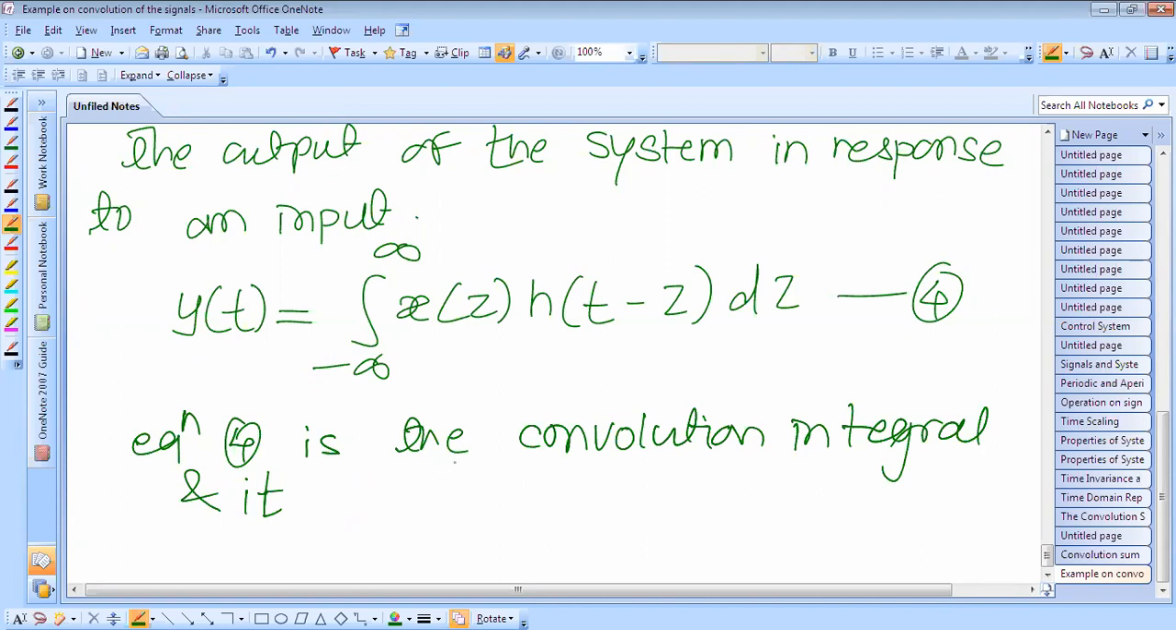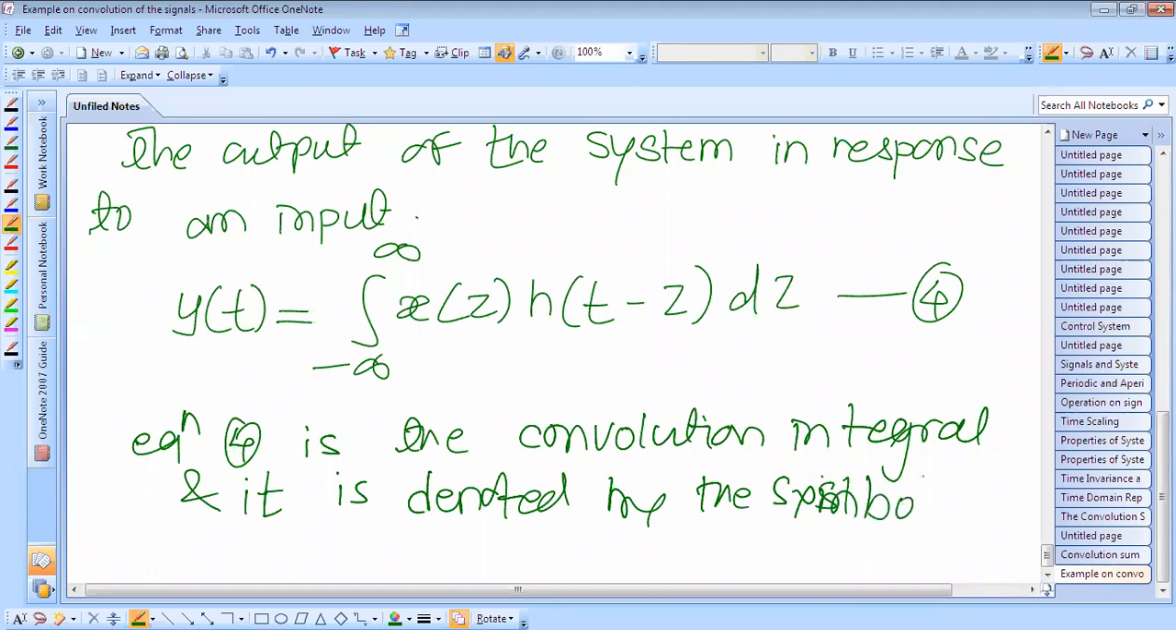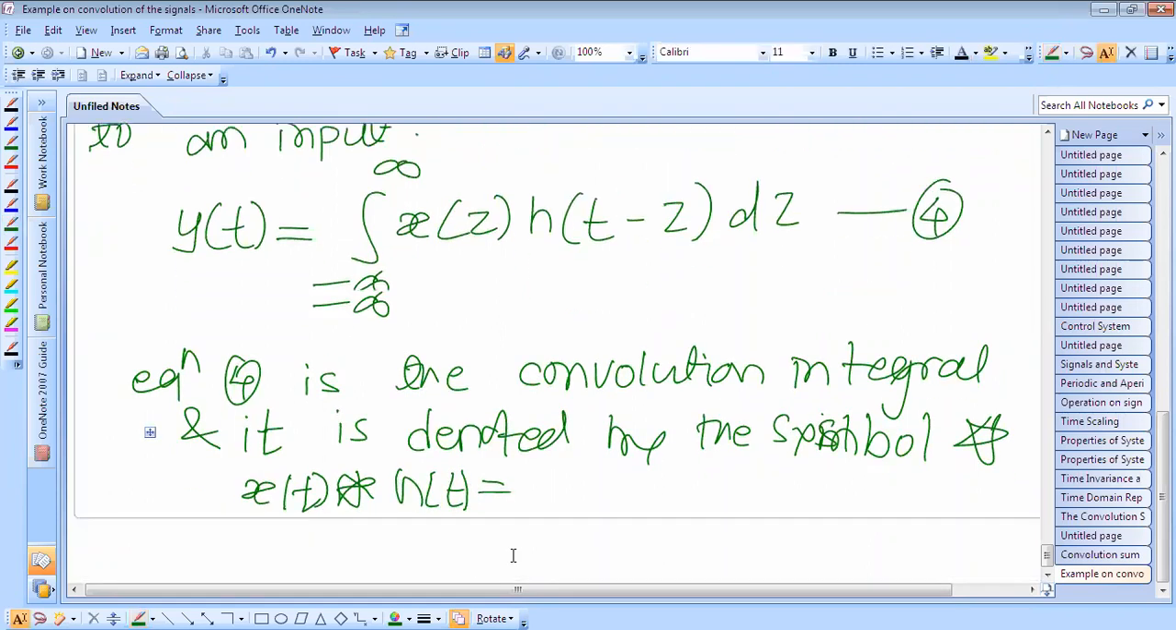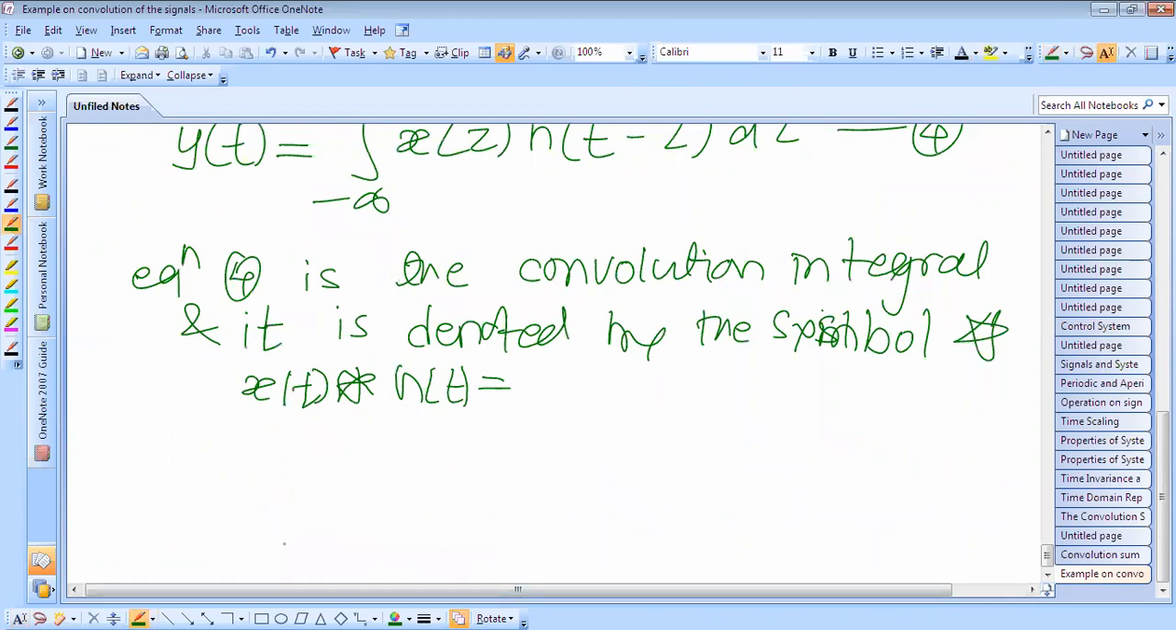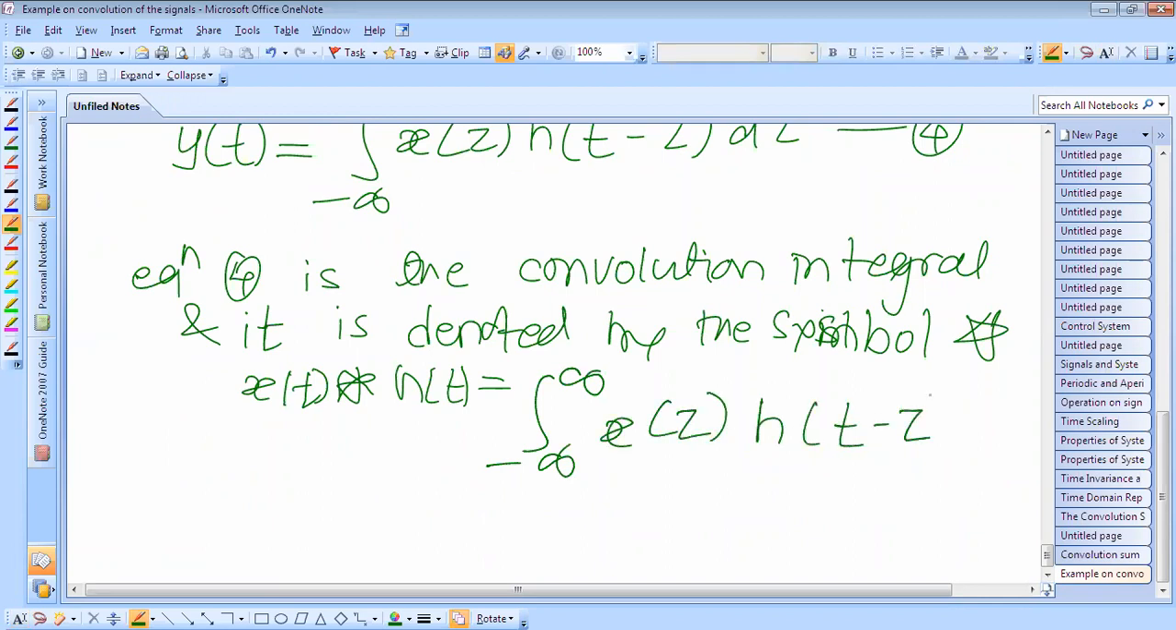So it is denoted by this symbol, star. Therefore x of t star h of t is equal to the integral from minus infinity to infinity of x of tau h of t minus tau d tau.